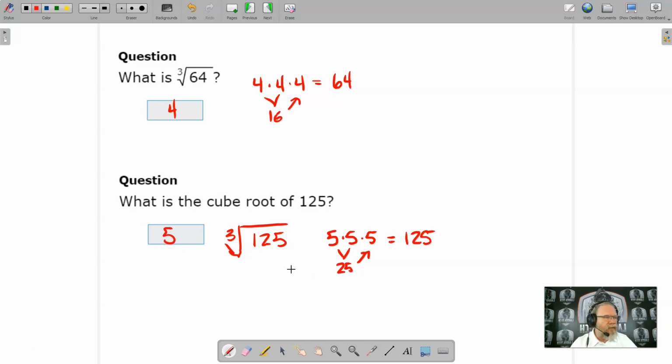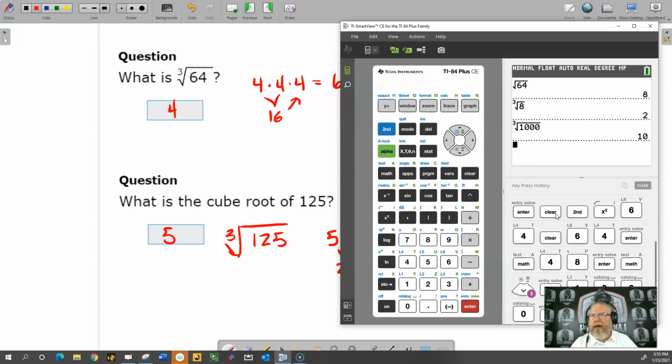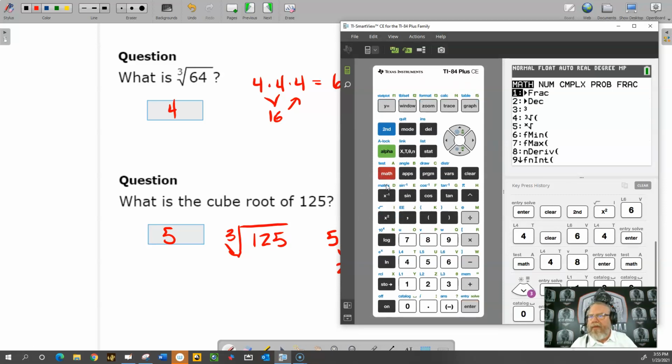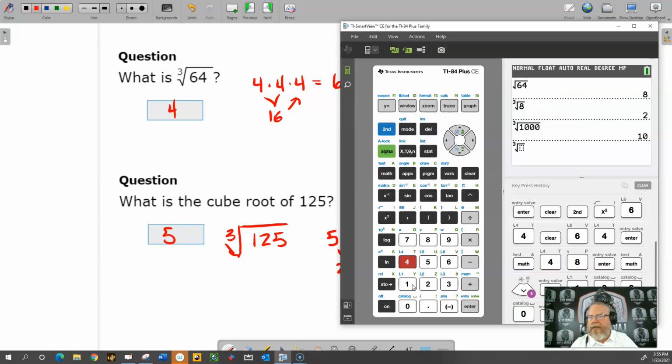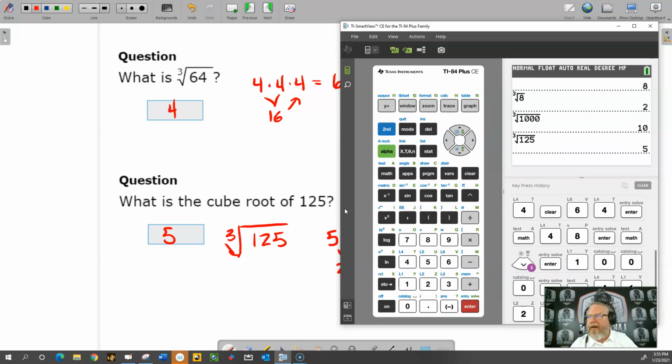So let's go ahead and pull up the calculator here, looking for that. And here I have my calculator. So let's go ahead and do cubed roots. We're going to go to that math menu. We're going to select number 4. It's going to bring that up. Let's put in 125. Hit enter, and indeed our cubed root of 125 is 5.